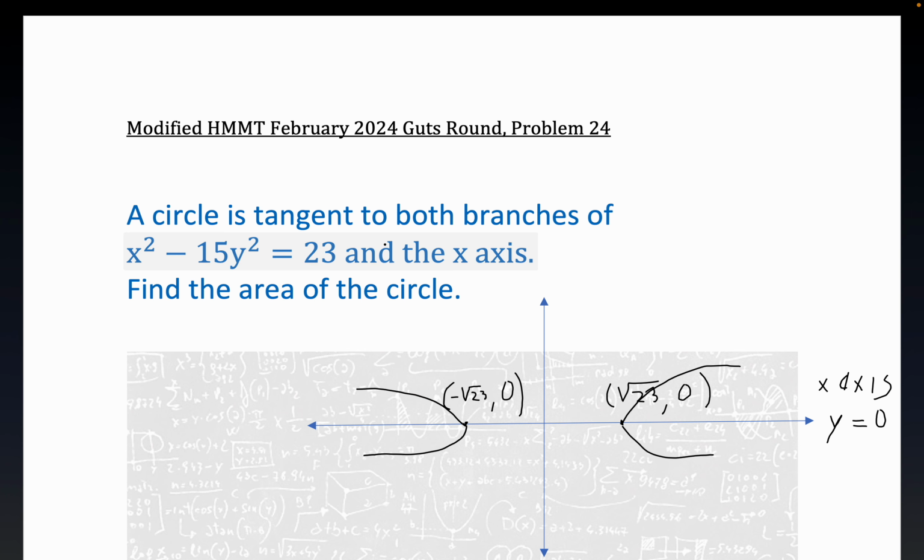Okay, so there's our two branches. Now we're saying that the circle is tangent to both branches of this hyperbola and also to the x-axis, and so that would naturally be right here. And so our circle would look something along these lines here. And y'all, this is a very horrible circle. I'm doing my best to convince you that it is a circle. Okay, so there is our circle.